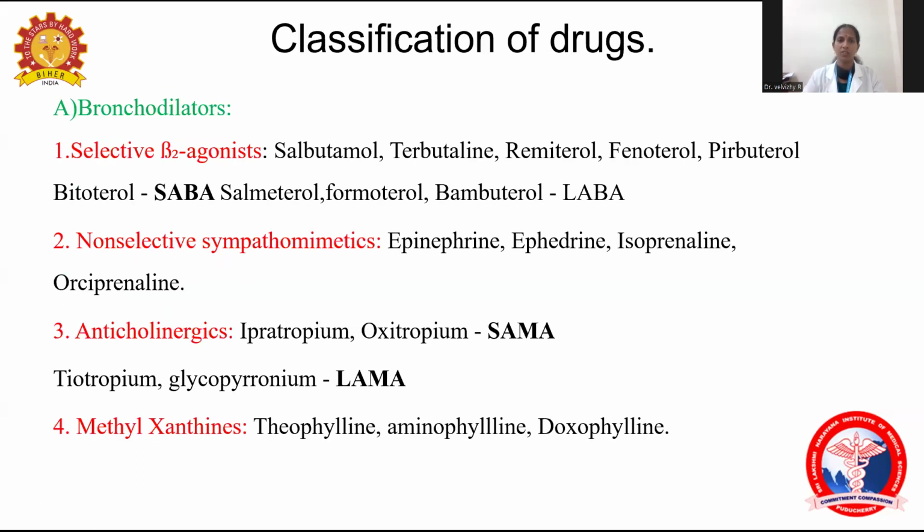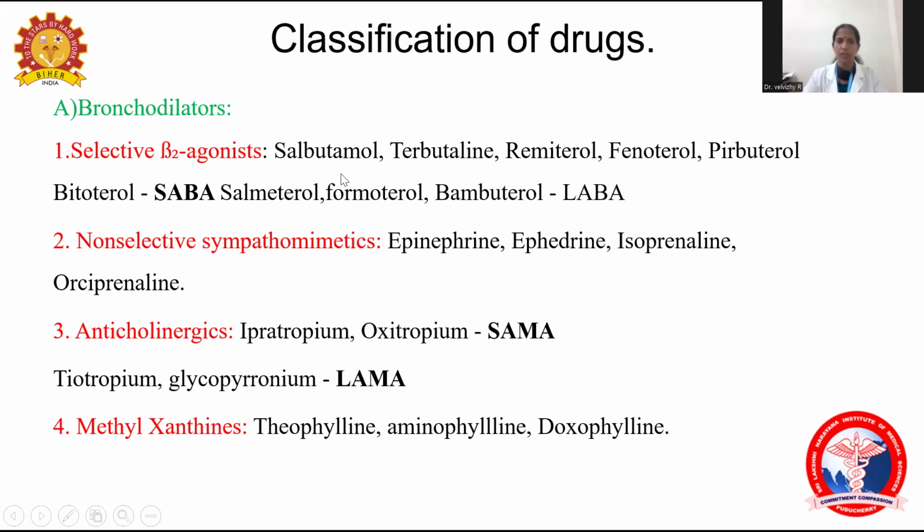So coming to the classification of drugs, as I told, bronchoconstriction is the main pathogenesis in bronchial asthma. We will be giving the first line of drug as a bronchodilator. So we have three groups of bronchodilators. One is selective beta 2 agonists, the second one is anticholinergics, and the third one is methylxanthines. Actually, non-selective sympathomimetic drugs or non-selective adrenergic agonists are not used nowadays. Before the invention of selective beta 2 agonists, they were the widely used drugs, but they have been largely replaced with beta 2 agonists.